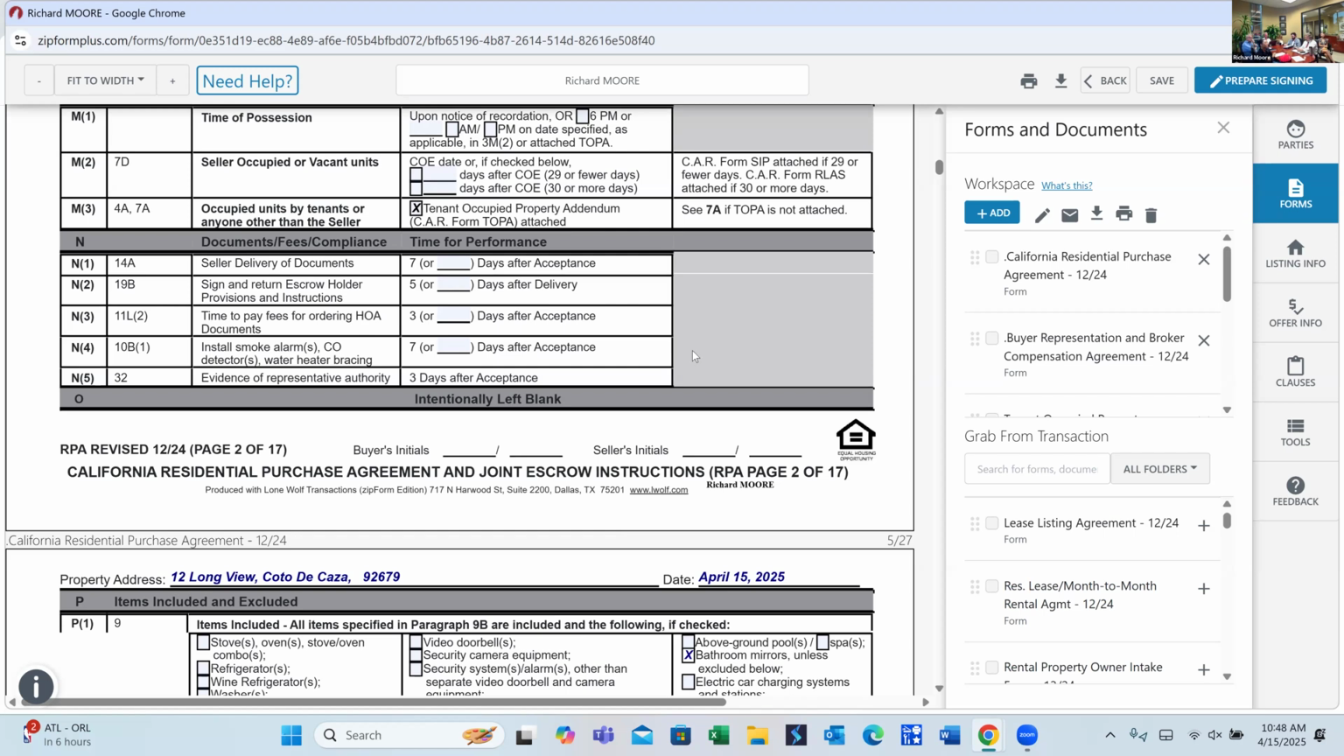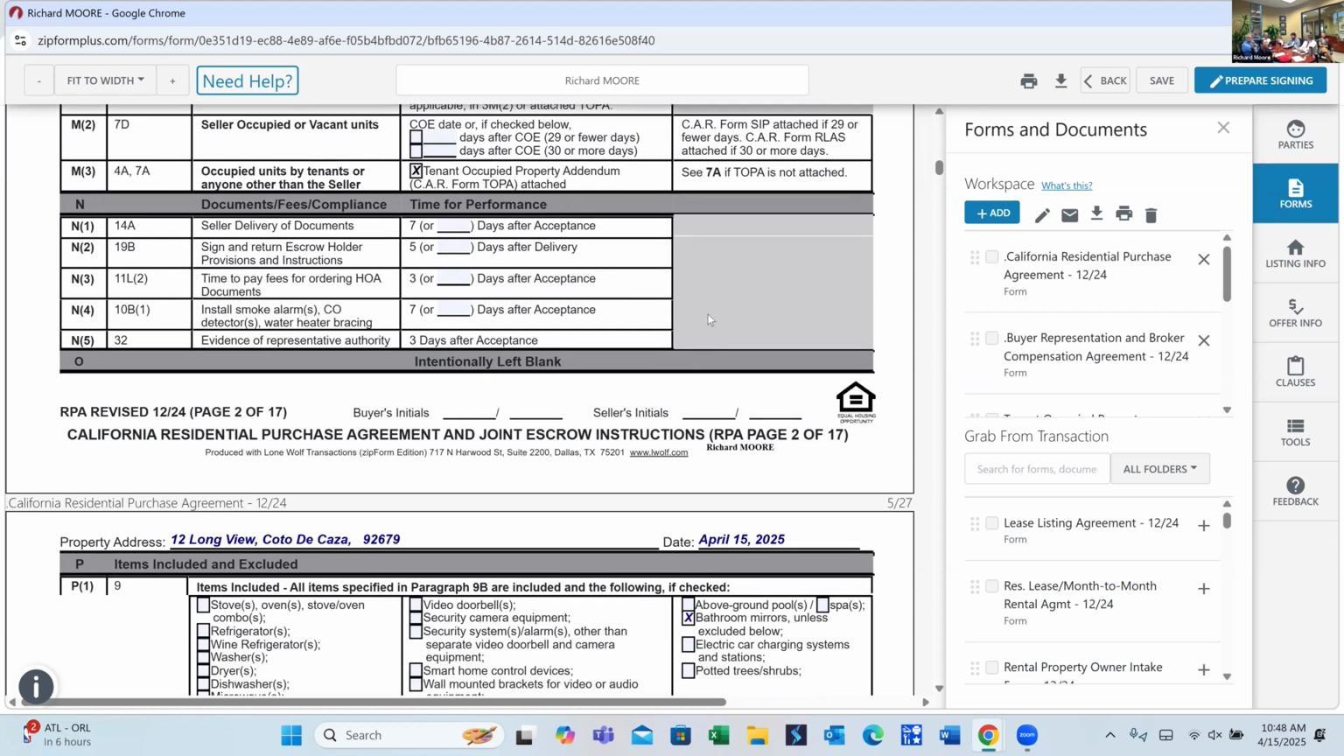And then install smoke detectors, small smoke alarms. Let me try that again. Carbon monoxide detectors, water heater bracing. Well, it's supposed to be done within 7 days of acceptance. So why is that important? If there's a loan and the appraiser comes out before those items are installed or corrected, and they have to come out for reinspection, the contract states the seller's gonna have to pay for the cost of the reinspection.